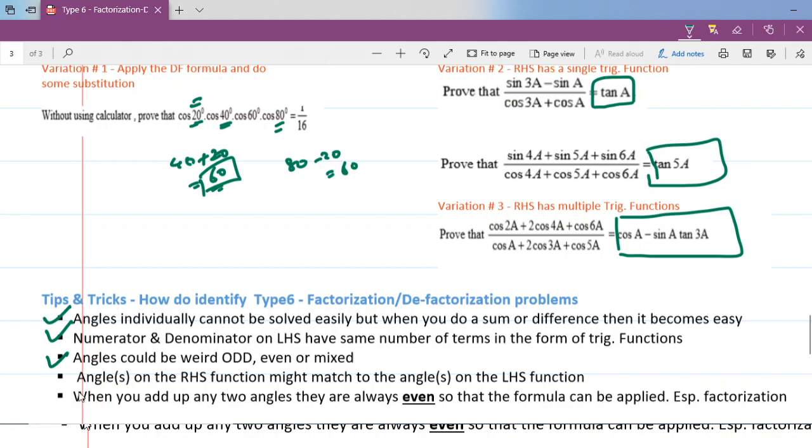The other thing is angles. The angle part on the right hand side function might match the angle part on the left hand side function. And what do you mean by that?